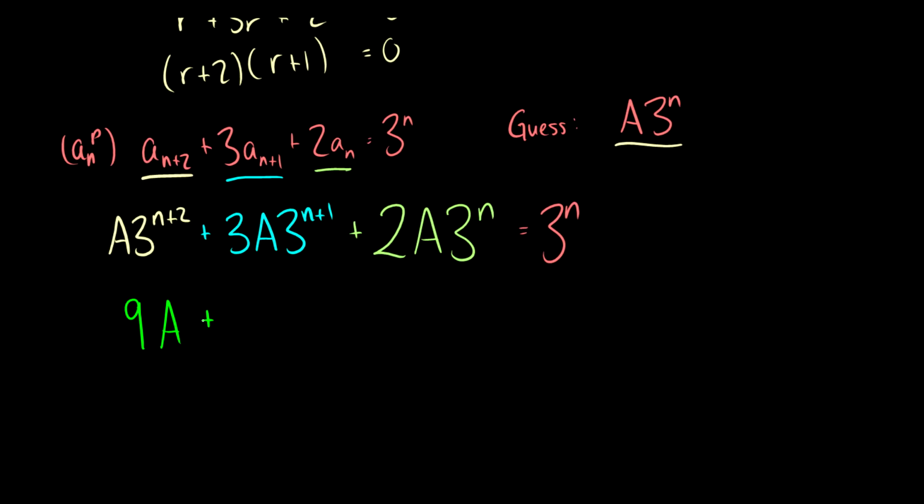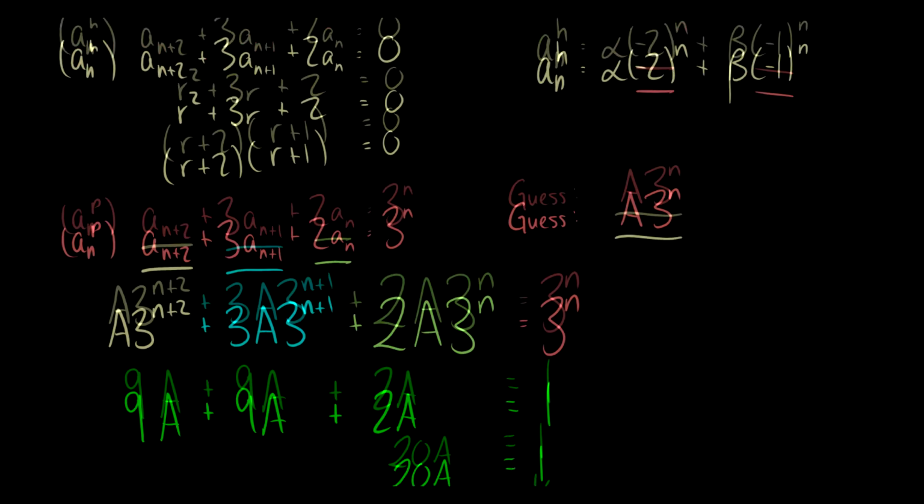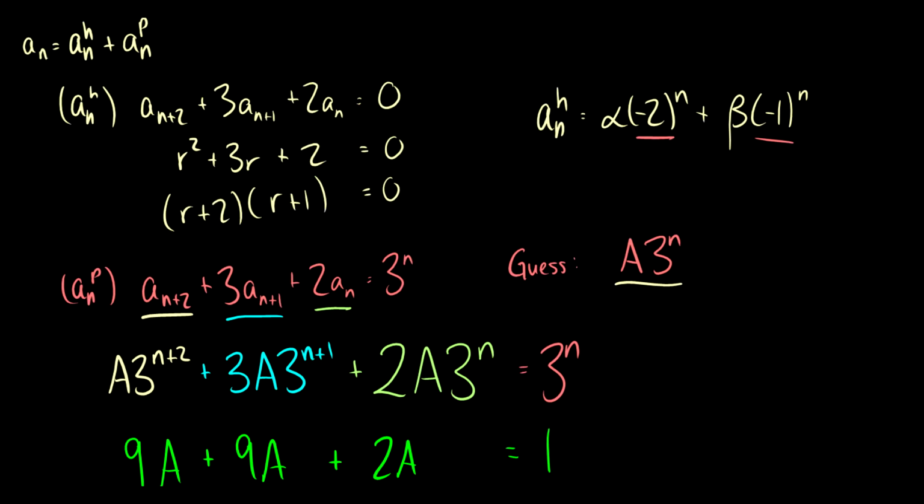3^(n+1) over 3^n is going to be 3, so it's going to be 3 times 3a, which is 9a. And 2a times 3^n divided by 3^n is just 2a. And that's going to equal 1. So 20a is going to equal 1, which means that our a is going to be equal to 1/20. So this means that our guess is going to have the solution 1/20 times 3^n.